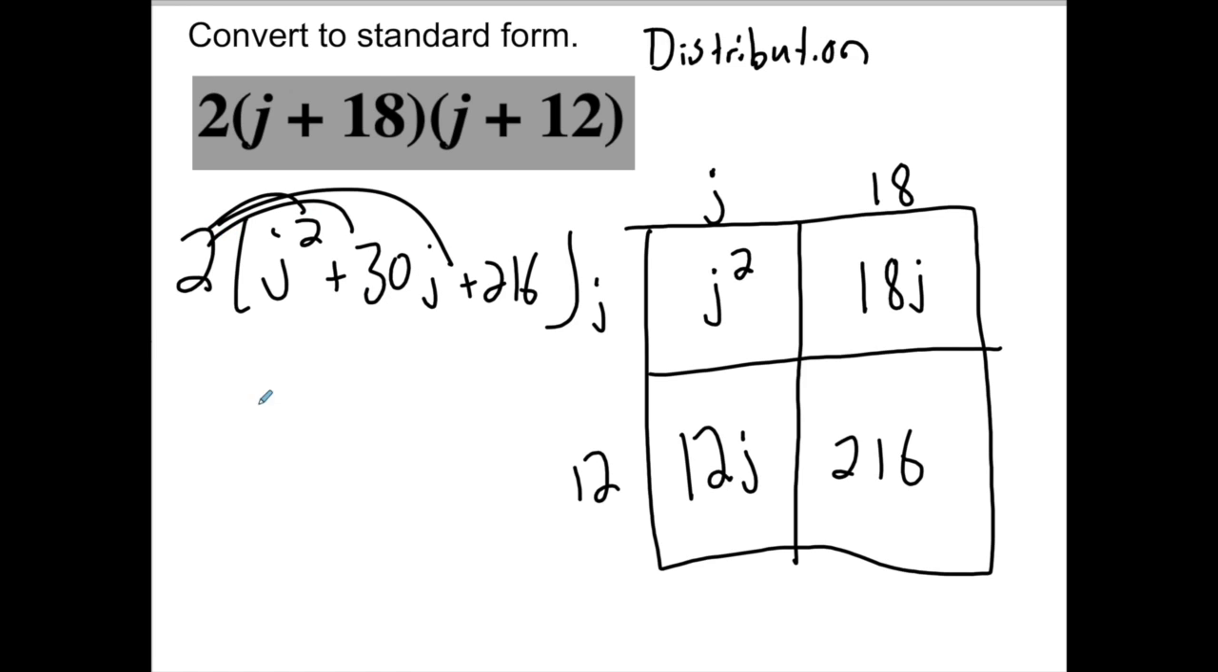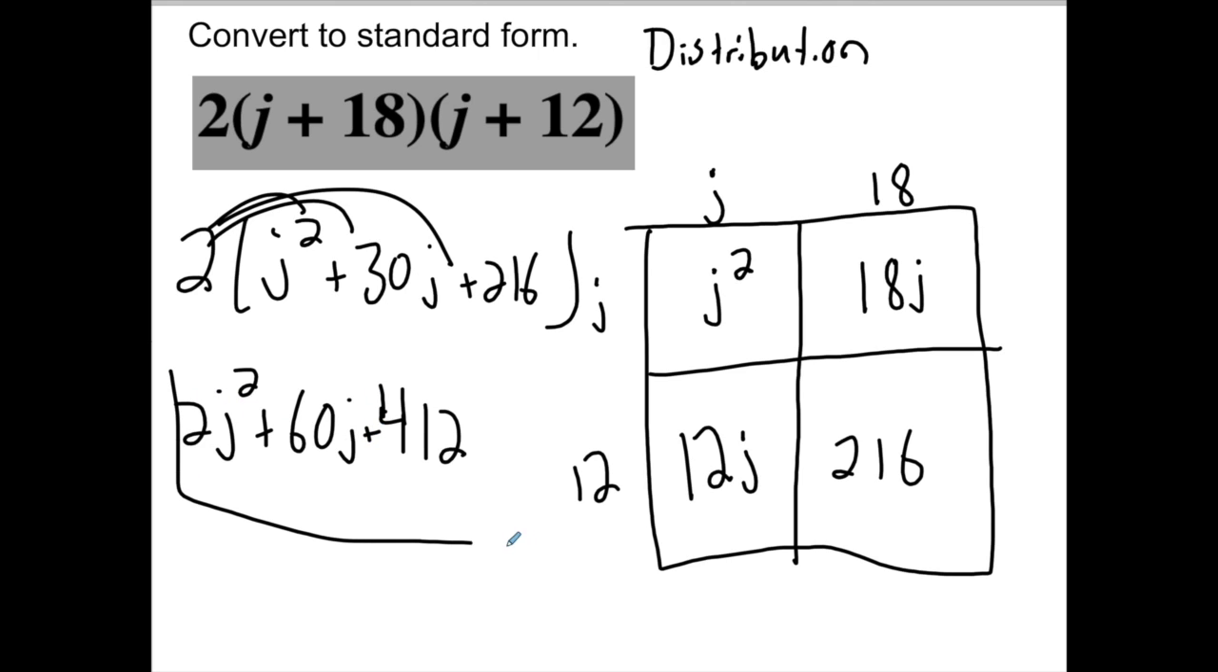And then the last step is to distribute. And I get 2j squared plus 60j plus 432. I almost said 512. I think I was thinking 256, but it's 432. Okay, so 2j squared plus 60j plus 432. If this is something that's still feeling a little bit scary or uncomfortable for you, I really would recommend that you rewind and take a look at some of this previous stuff, because I'm about to move on.